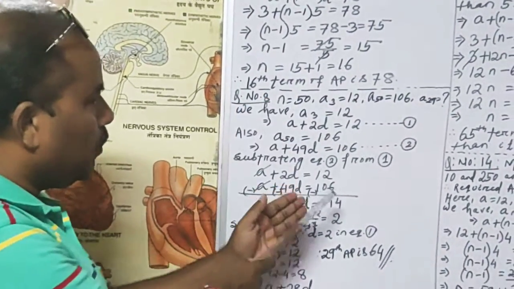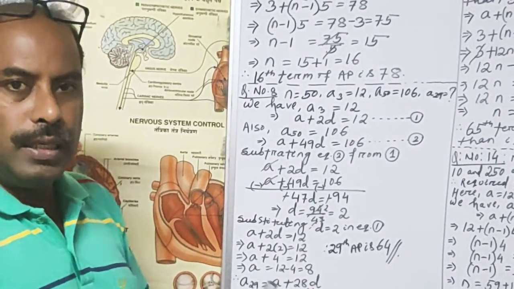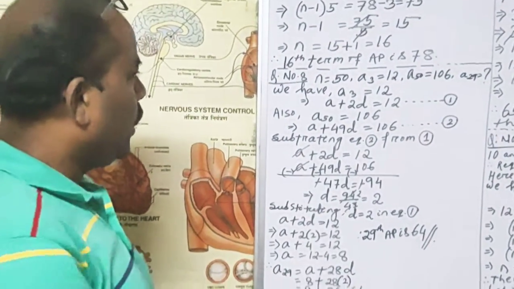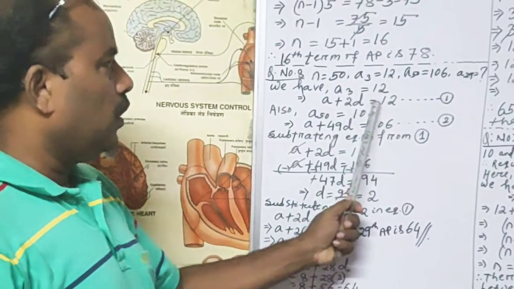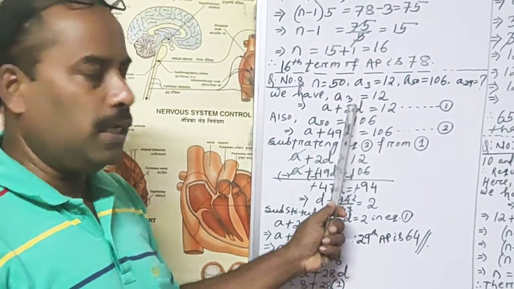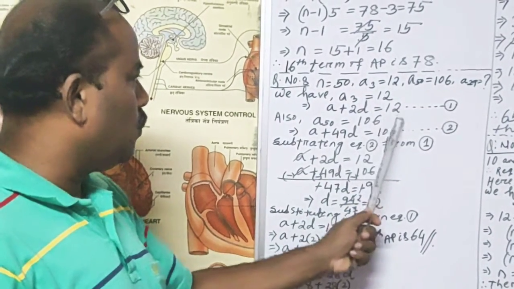So from the other givens, we have to derive A and D. Then we have to put them here. Till then we have to solve this part. That is, A3 is given as 12. A3 means A plus 2D, A4 means A plus 3D. So A plus 2D is equal to 12.